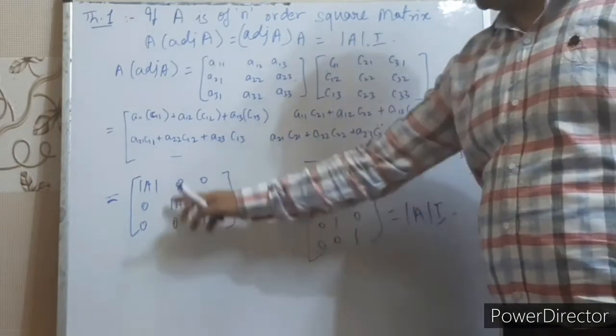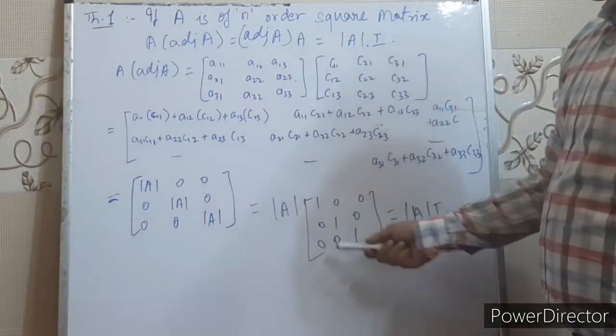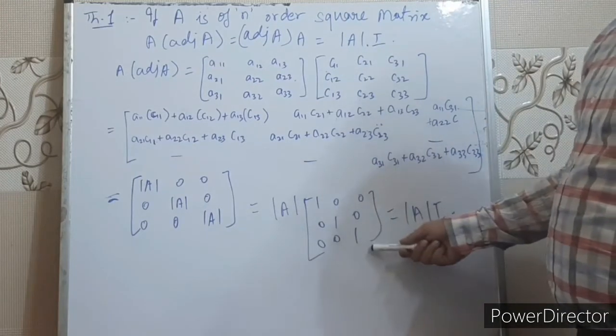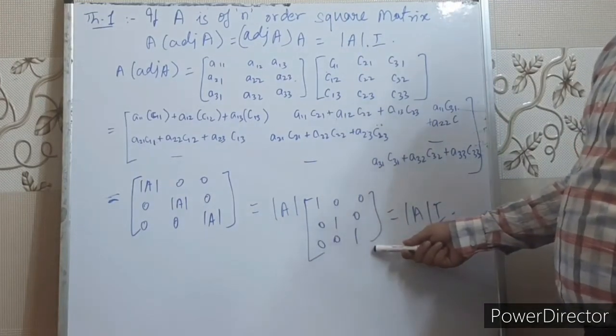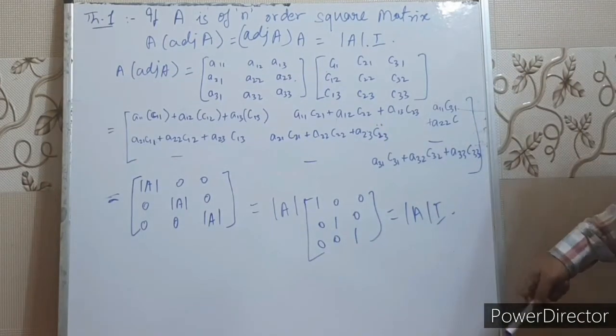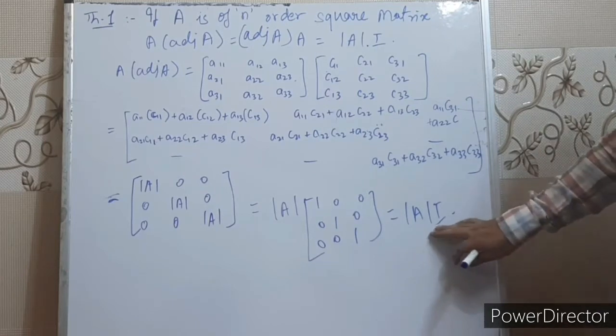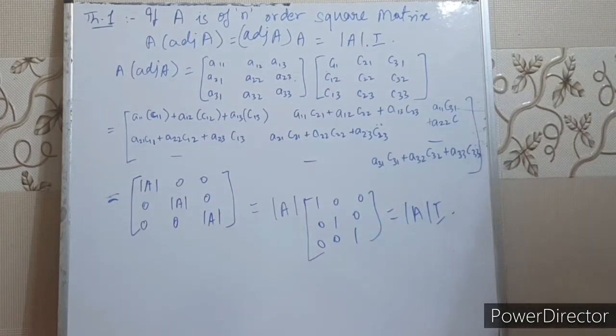So you can see that we can take the determinant of A common from this matrix, and when we do that, what do we get? A diagonal matrix having 1s on the diagonal, which is known as the identity matrix. So we can easily see that the value of A into adjoint A, or adjoint A into A, is determinant of A into the identity matrix. Note down these.